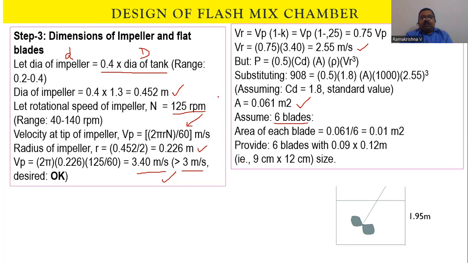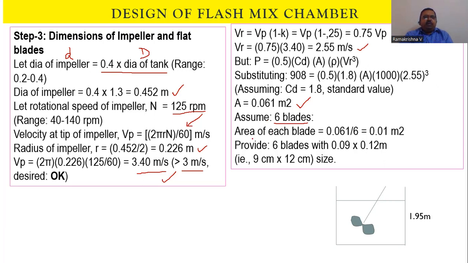Suppose even if I take 4 blades, it will be around 0.015 meter square, so 150 centimeter square. 150 centimeter square means I can have 10 centimeters by 15 centimeters sizing for 4 blades. That is sufficient for this flash mixer. So we can have 6 blades or 4 blades depending on availability and convenience.